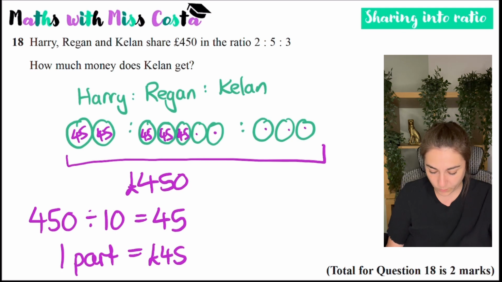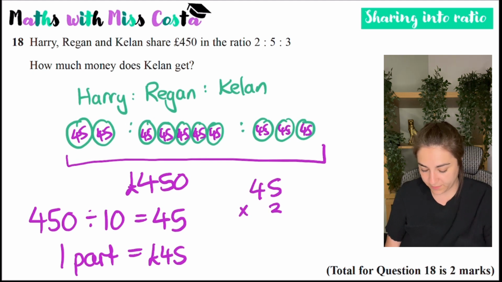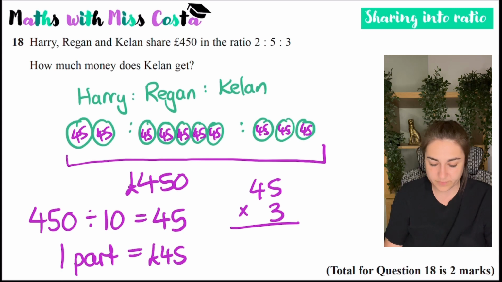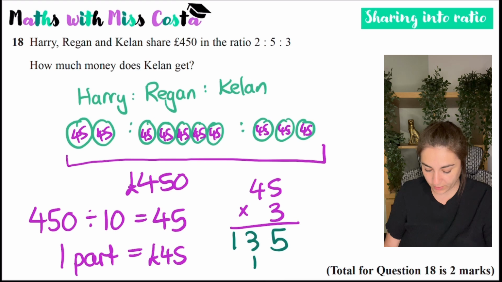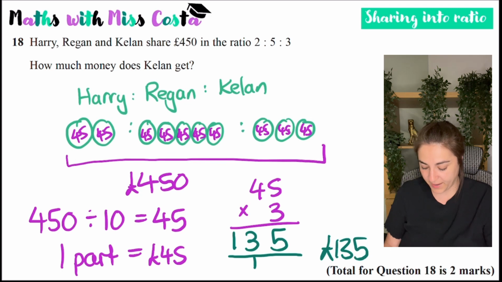And then I need to work out how much Keelan gets. Keelan gets 3 of these parts. So I need to do 45 times by 3. So 3 times 5 is 15. 3 times 4 is 12. Add the 1 is 13. So Keelan gets £135.